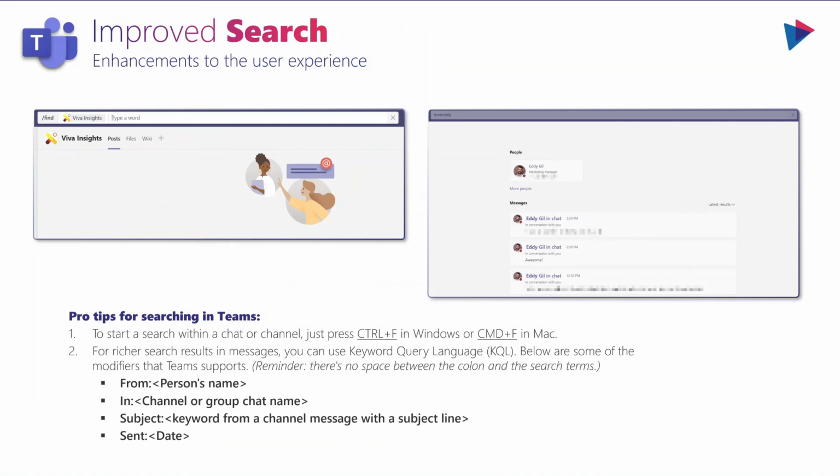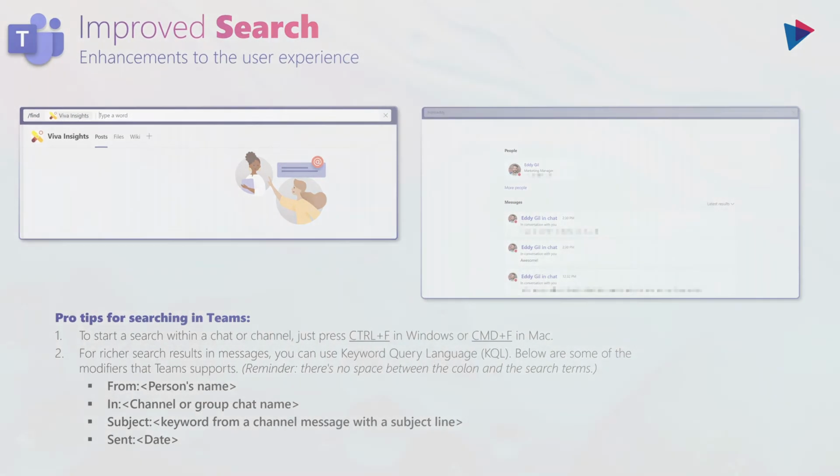And there's some other tricks here that are based on KQL at the bottom. If you want to search for things from a certain person, I use that quite a bit because I knew it was from Eddie, but I can't remember what channel we had this conversation in. That kind of thing can be really helpful.